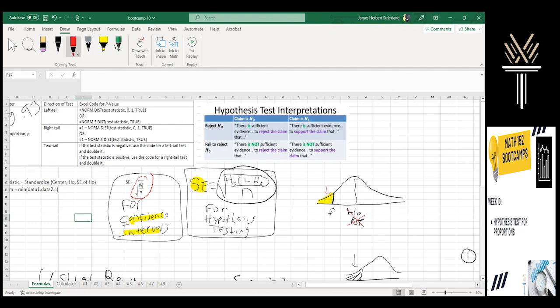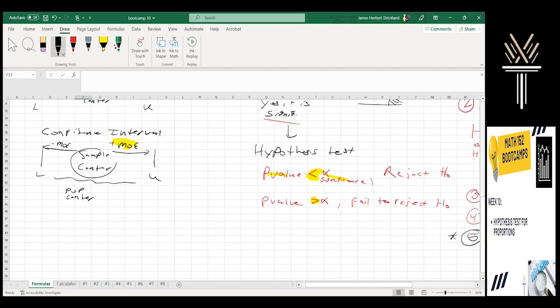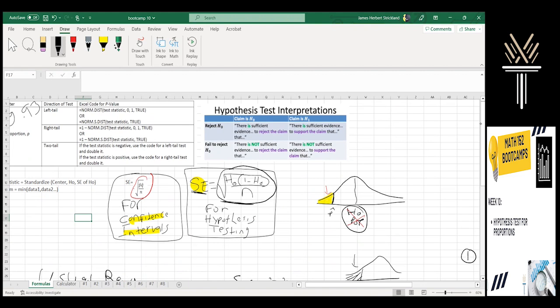And of course, what's considered small enough or large enough, that's back to the significance idea. Is that probability so small, so unlikely, that we have to reject the null hypothesis? Or is it not? And so remember, standard error is always the amount of error we expect from the center. And so for confidence intervals, our center is the sample. But for hypothesis tests, our center is assumed to be the null hypothesis. And so we do standard error around that center. That's why we use a different one.